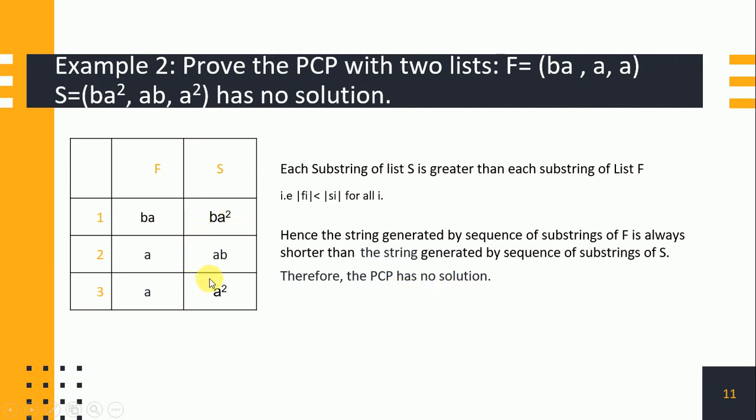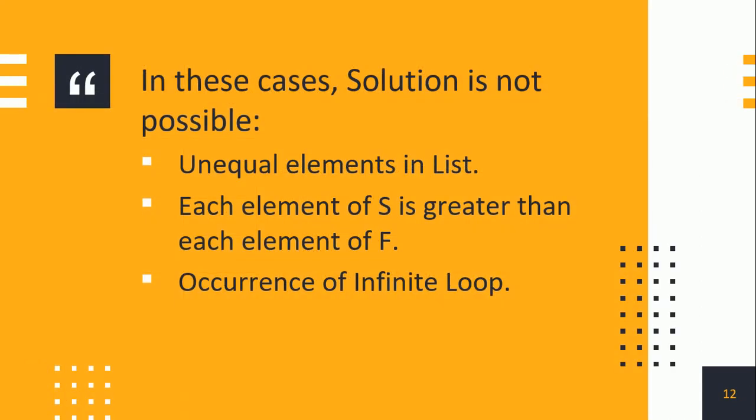Because all these elements are greater. Here you have 2 elements, here you have 3 elements, 1 element, 2 elements. So this is greater. So in this case, you can't find the solution. That is why this is called an undecidable problem. So these are the possibilities where you can't get your solution.